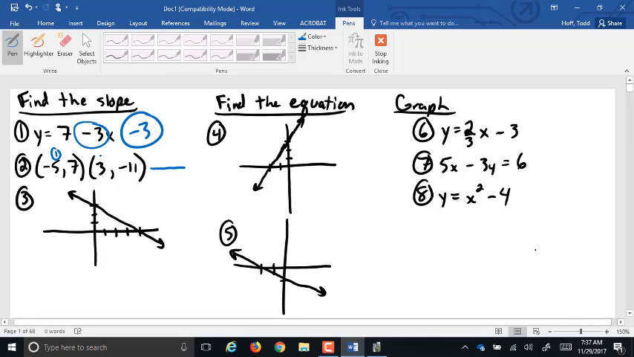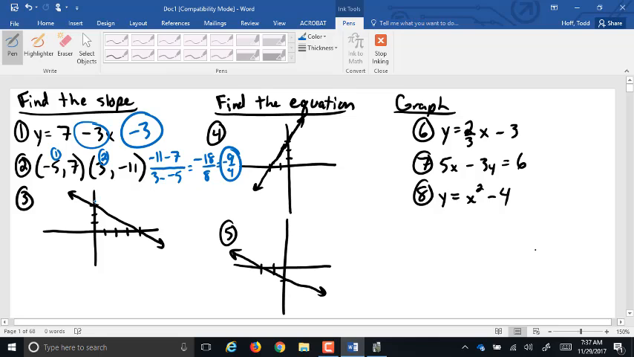I call this point 1 and point 2. -11 minus 7 over 3 minus -5. This would be a -18 over +8. So it's a -9 over 4.